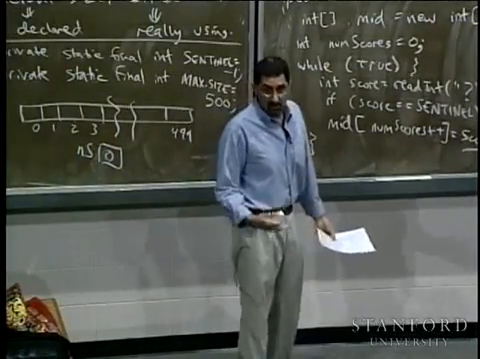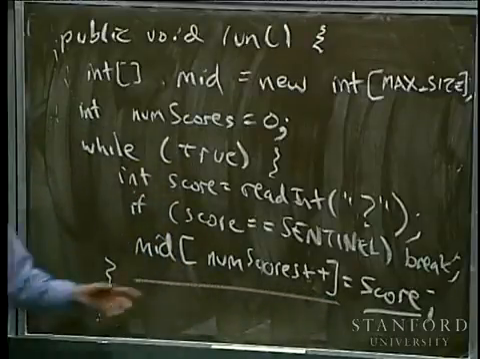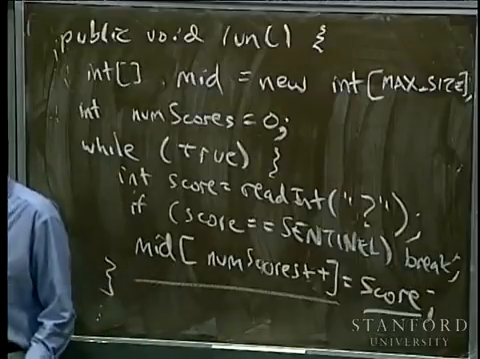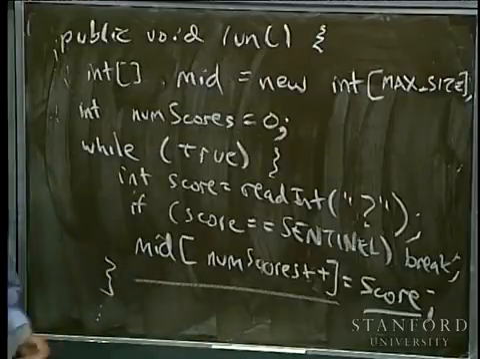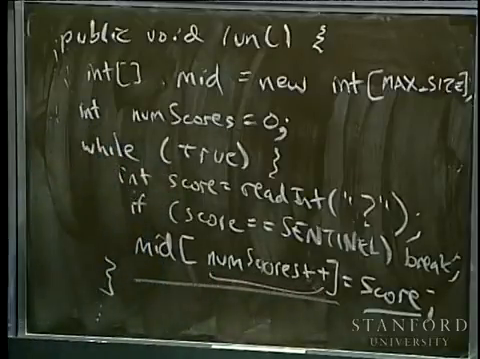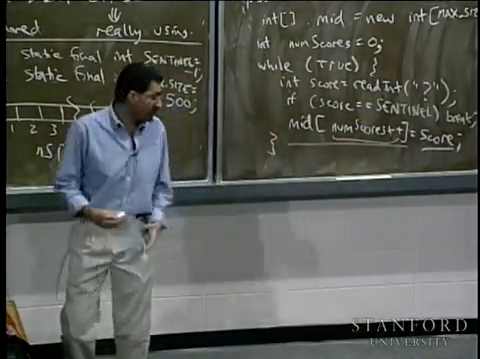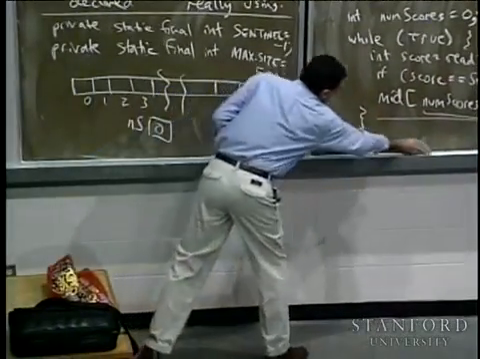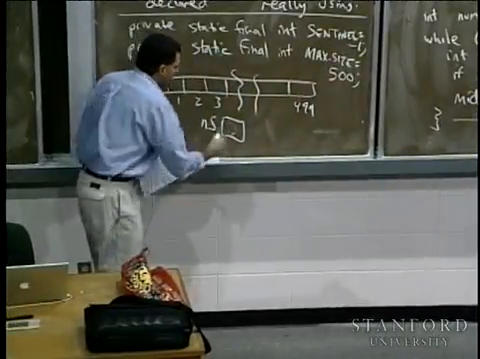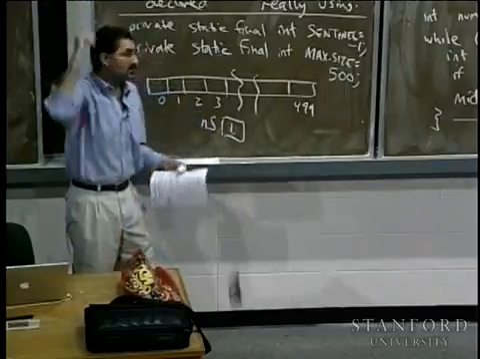Where am I going to store scores? I'm going to store it over here. How do I evaluate this? I say, OK, I'm going to store it somewhere in my array mid. Here's the array mid. Which one of these cells am I going to store it into? I'm going to store it into the cell given by num scores plus plus. So this is a post increment. I add 1 to num scores. Num scores now becomes 1. But what value actually gets returned there from the plus plus? 0, right?